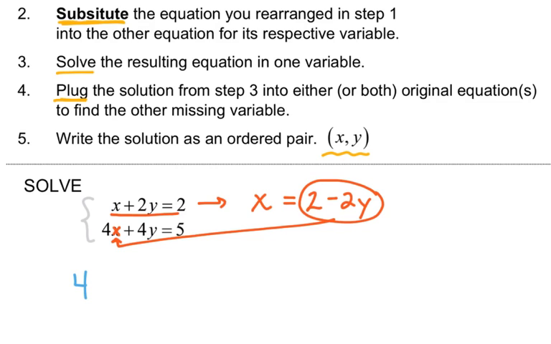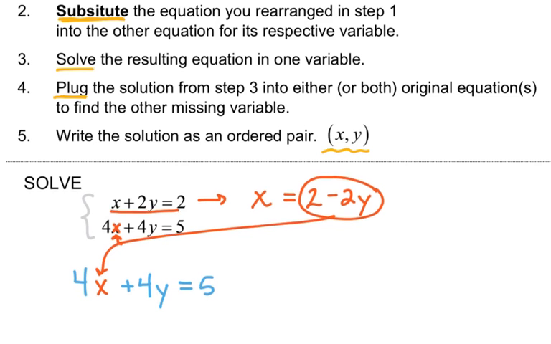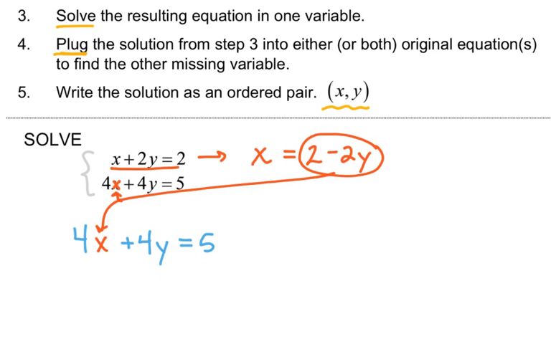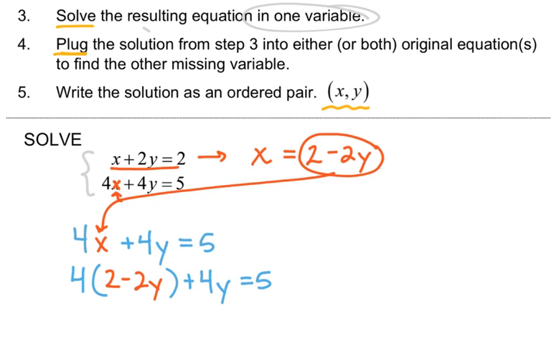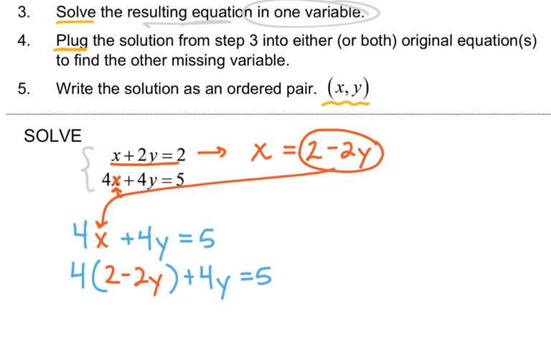So my other equation, I have 4x plus 4y equals 5. Again, we want to sub that in there. Subbing that in is going to give me 4 times the quantity 2 minus 2y plus 4y equals 5. You'll notice that this resulting equation only has one variable. It only has y in it. So we're going to be able to solve for y first.